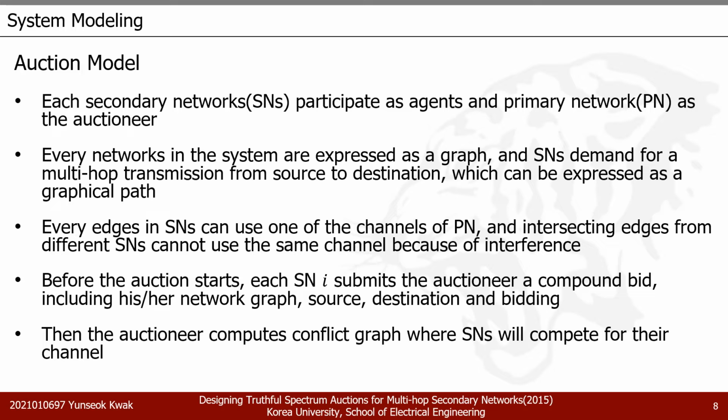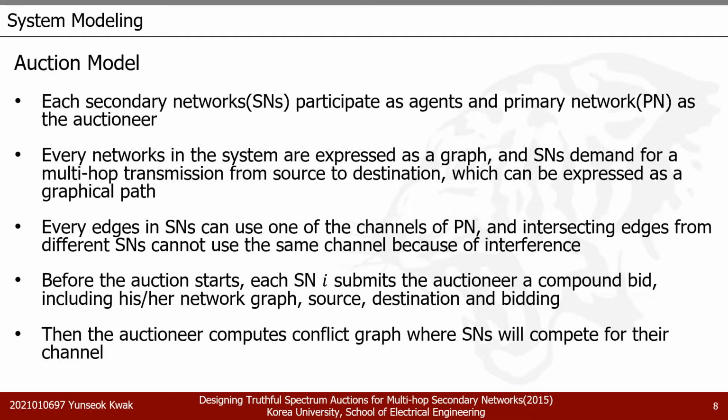I'm going to introduce the exact auction model in this paper. Each secondary network participates as an agent and the primary network as the auctioneer. Every network in the system is expressed as a graph, and secondary networks demand multi-hop transmission from source to destination, which can be expressed as a graphical path. Every edge in secondary networks can use one of the channels of the primary network, and intersecting edges from different secondary networks cannot use the same channel because of interference.